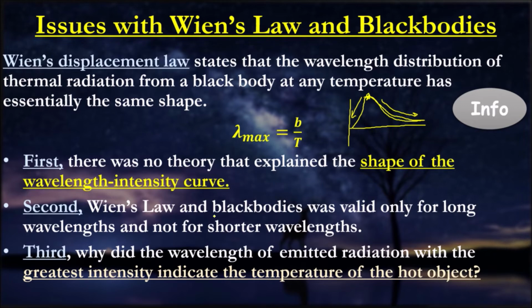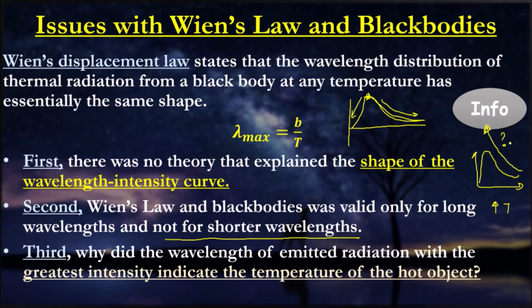The second is that Wien's law and the blackbody model were valid for long wavelengths, but not valid for shorter wavelengths. So the same idea. Why is it that as we increase temperature, the graph goes up like this and then drops down? Why doesn't it go to infinity?